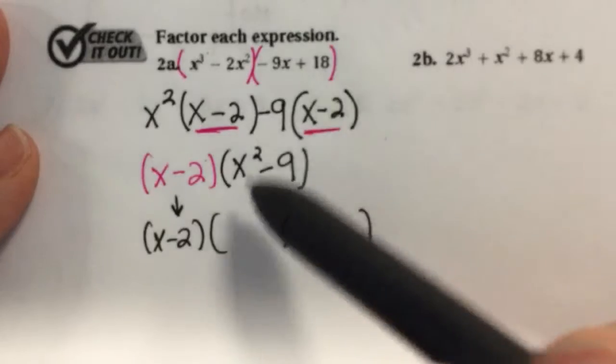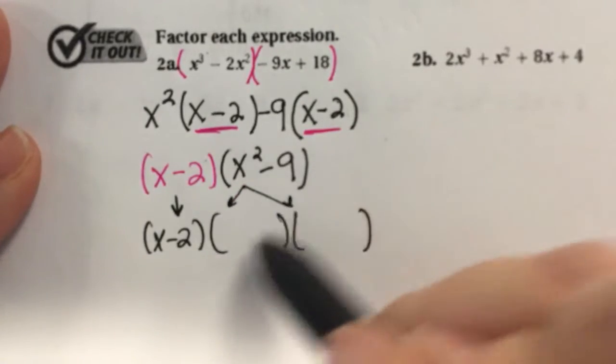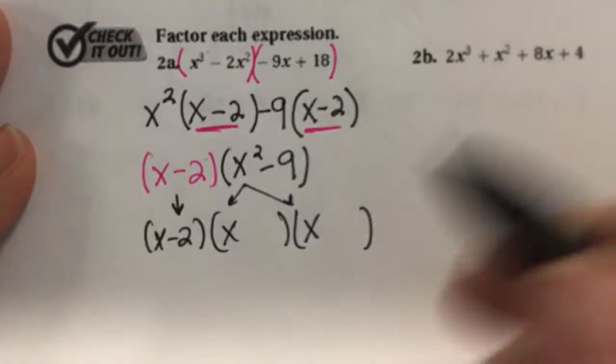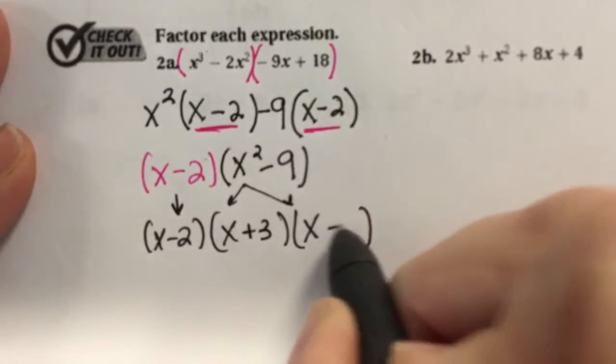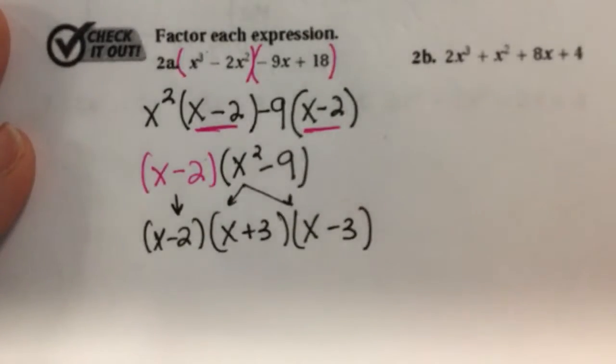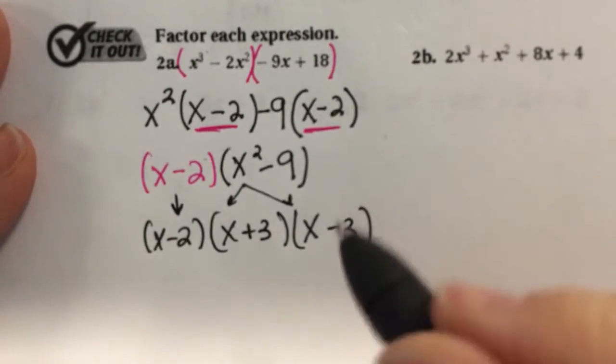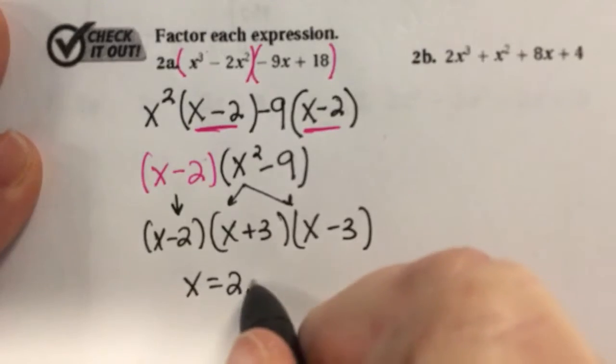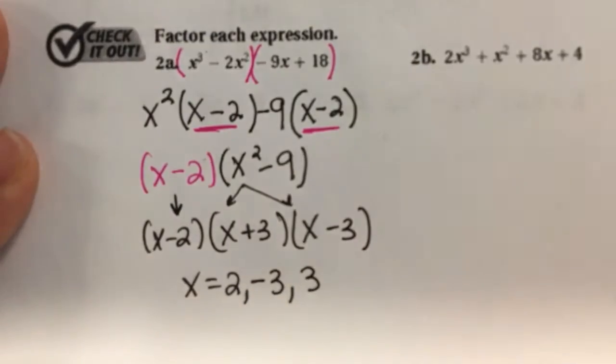Factor the next one. I'm going to split my x's up. So x and x. Factors of 9 that will add or subtract to get me 0 would be plus 3, minus 3. Okay? If I set each of these equal to 0, you're going to see that x equals 2, negative 3, and positive 3.